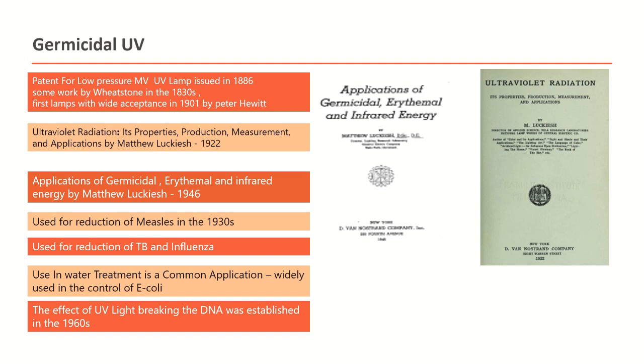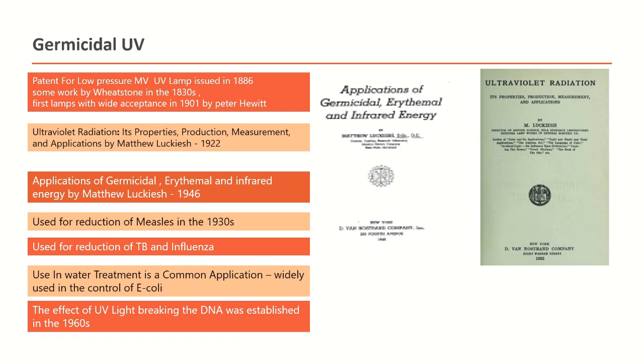Now going back into the history a bit, the first patents for low pressure mercury vapor lamps were issued way back in 1886. Some work by Wheatstone in this field in the early 80s. The first mercury vapor UV lamps, which had wide acceptance in the market, were developed by Mr. Peter Hewitt and he got the patent for that.